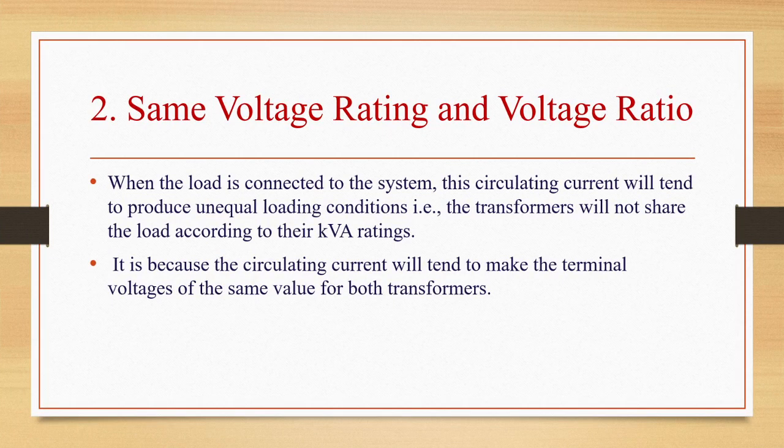When the load is connected to the system, the circulating current will tend to produce unequal loading conditions. That is, transformers will not share the load according to their kVA ratings because circulating current will tend to make the terminal voltages of the same value for both the transformers.